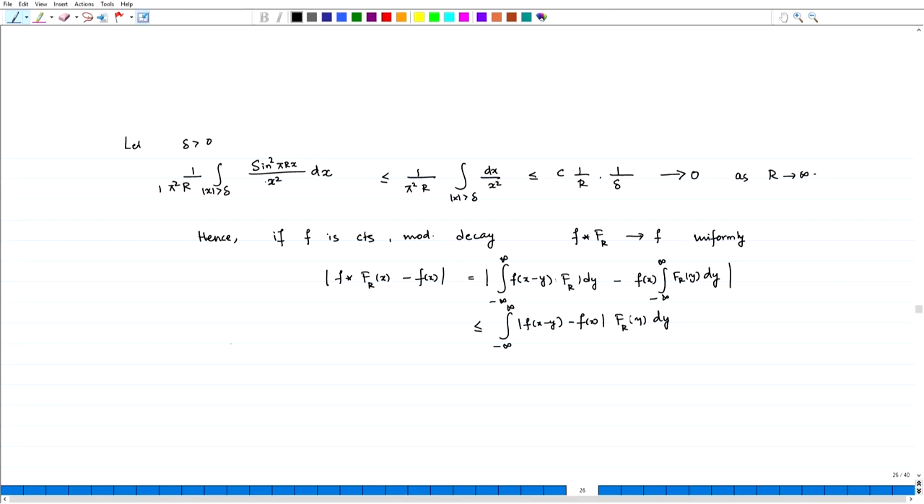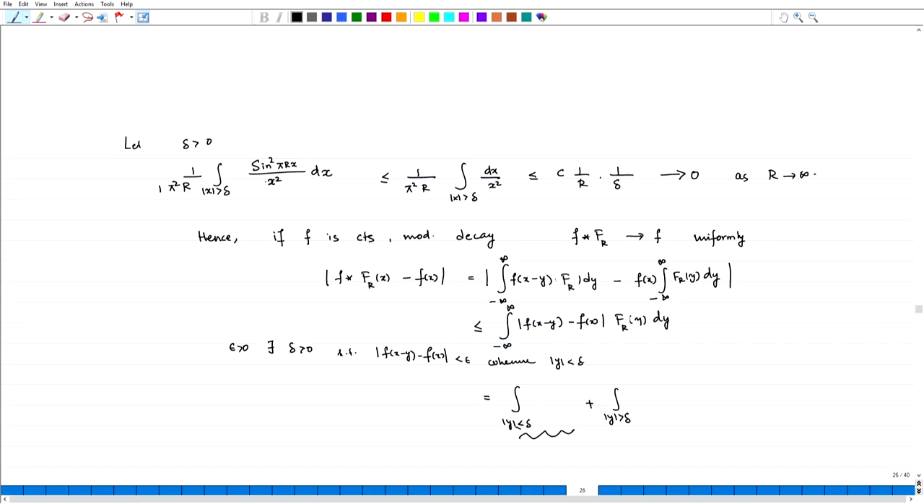Now, as f is continuous, therefore, for epsilon positive, it is uniformly continuous. So, for epsilon positive, there exists a delta greater than 0 such that mod of f(x minus y) minus f(x) is less than epsilon whenever mod y is less than delta. So, therefore, this integral I can break into mod y less than delta plus mod y greater or equal to delta. On the first, one uses the uniform continuity of f, pulls out the epsilon, and we are left with the integral of F_r, whose value is 1.